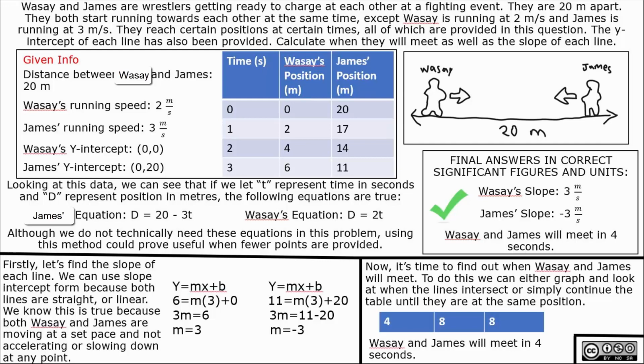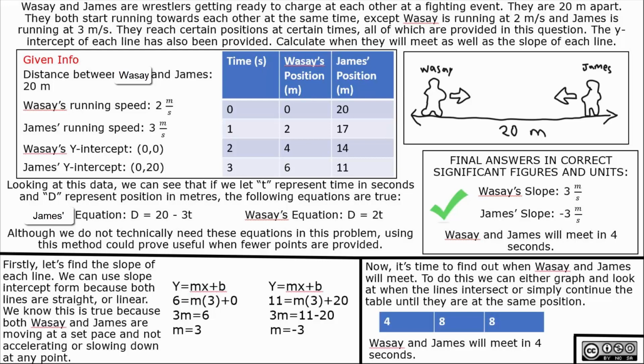So first, what is our given info? We have the distance between Wasay and James, which is 20 meters. Wasay's running speed, which is 2 meters per second. James's running speed, which is 3 meters per second. Wasay's y-intercept, which is (0, 0). And James's y-intercept, which is (0, 20). Now, over here we have a table which corresponds to each value given in the time column. So 0 corresponds to 0 and 20. 1 corresponds to 2, 17, and so on and so forth.